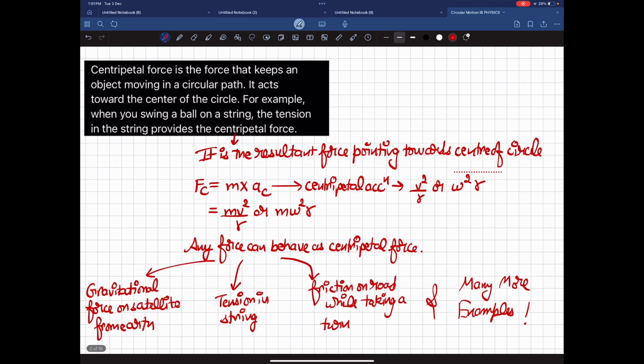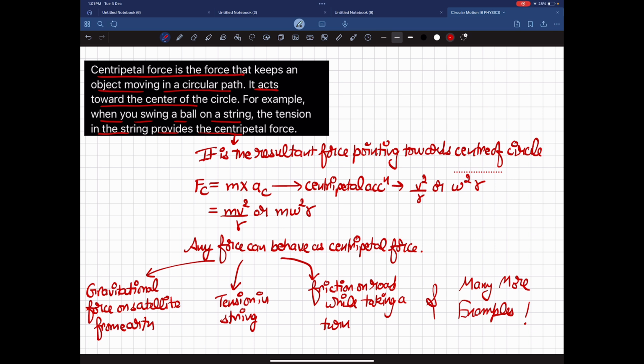Alright. Now let's start with the definition. So what they have written here is that centripetal force is the force that keeps an object moving in a circular path. It acts towards the center of the circle. For example, when you swing a ball on a string, the tension is acting as a centripetal force. The example which we discussed. Alright. Now there are some formulas which you need to remember. After that, we will start discussing the major cases.